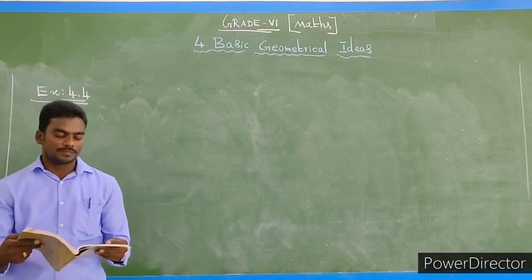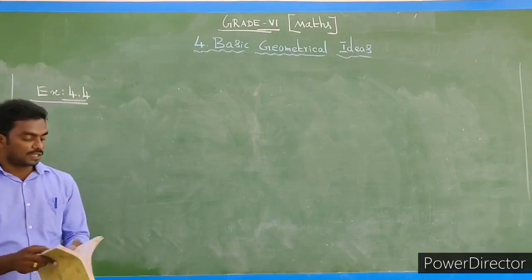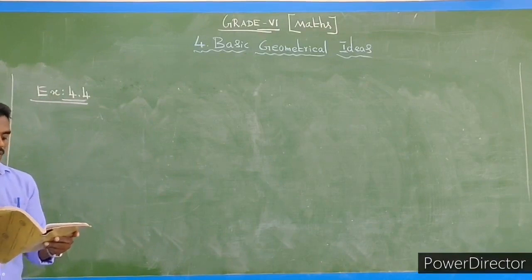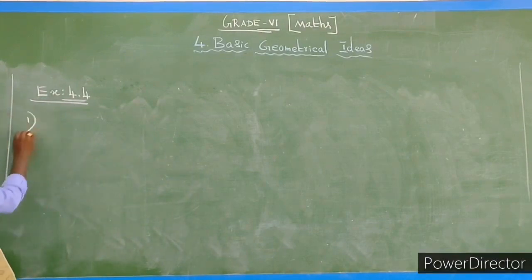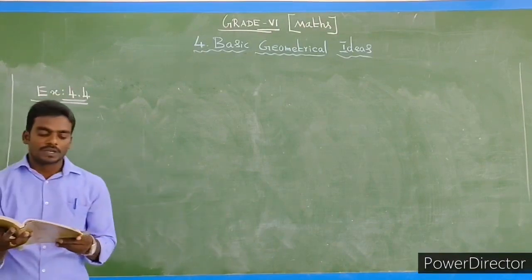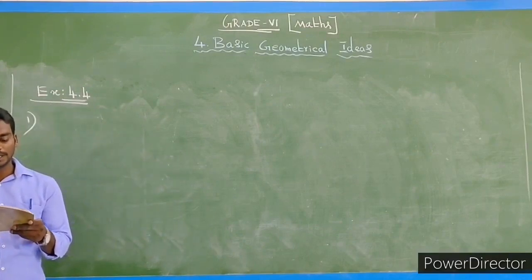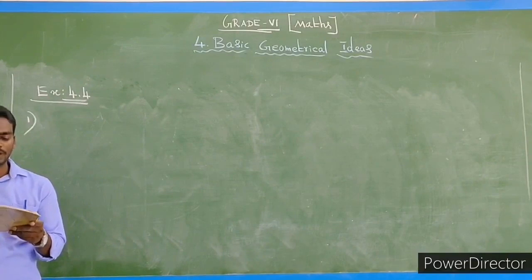So let's start. In our previous classes, we saw the concept of exercise 4.4. What is exercise 4.4? First one: draw a rough sketch of a triangle ABC. Mark a point P in its interior and a point Q in its exterior.